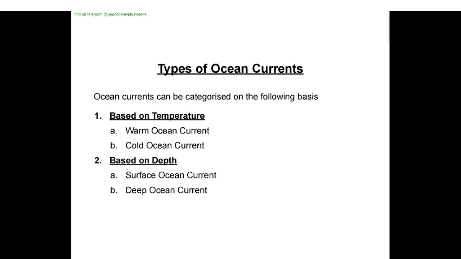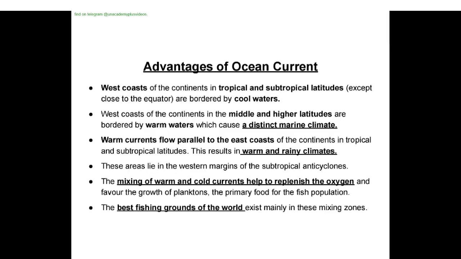Types of ocean currents. Ocean currents can be categorized on the following basis: based on temperature, warm ocean currents and cold ocean currents; based on depth, surface ocean currents and deep ocean currents. Advantages of ocean currents. West coasts of the continents in tropical and subtropical latitudes, except close to the equator, are bordered by cool waters. When coasts of the continents in the middle and higher latitudes are bordered by warm waters, they cause a distinct marine climate.